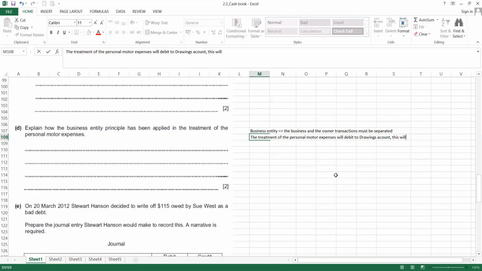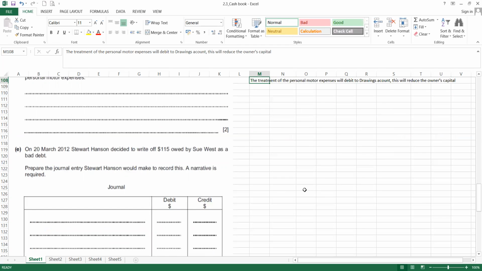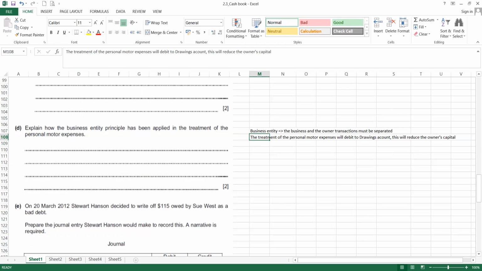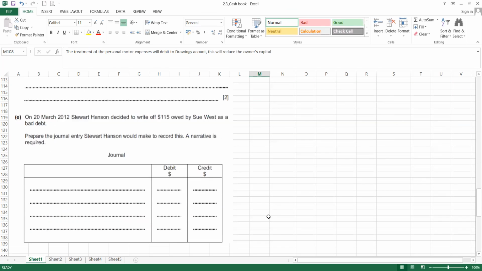This will reduce the owner capital because this does not belong to the business, it belongs to the owner. So this debit to the drawing account will reduce the capital account. Because this is a 2 mark question, you can say first, explain what is business entity. Second, how is the treatment of these expenses?